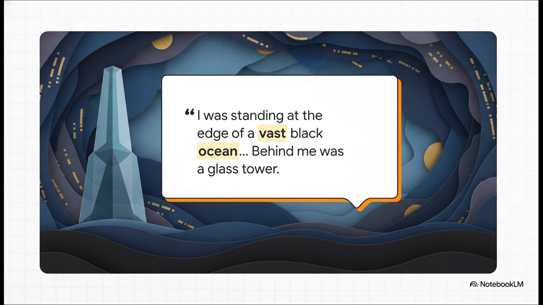The user wrote, "I was standing at the edge of a vast black ocean. The water was completely still. Behind me was a glass tower. I felt a strange mixture of awe and dread." Keep this exact dream in the back of your mind, okay? Because we're going to follow that vast black ocean, that glass tower, and that deep feeling of awe and dread all the way through the code.